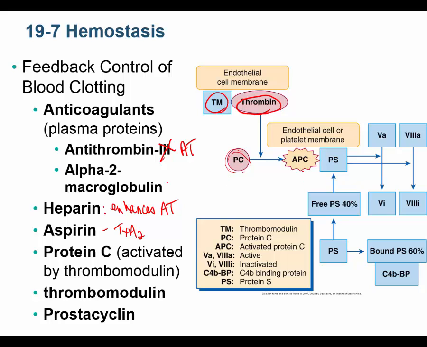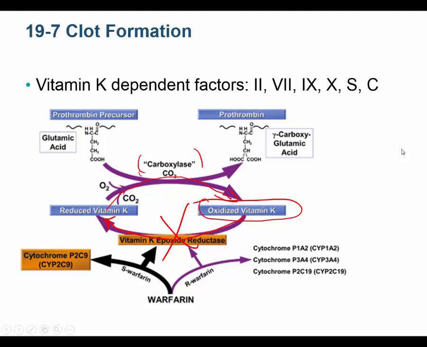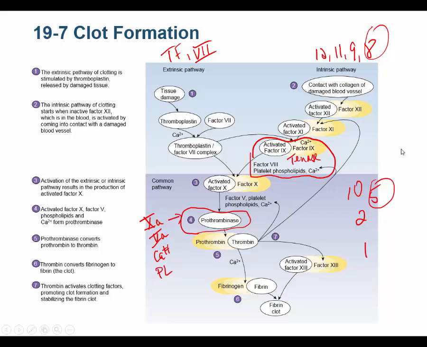APC stands for activated protein C. Well, activated protein C doesn't act alone. It binds protein S, and this protein C, protein S complex inactivates 5 and 8. So it takes 5 and inactivates it, and it takes 8 and inactivates it. That's why I have 5I and 8I. They're inactivated.